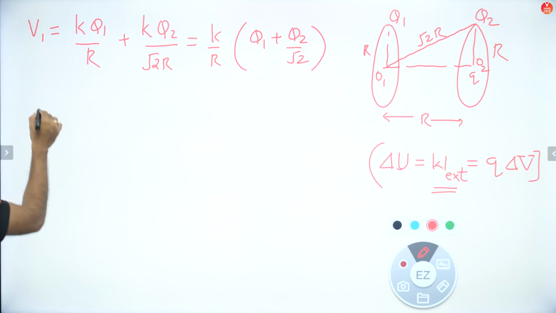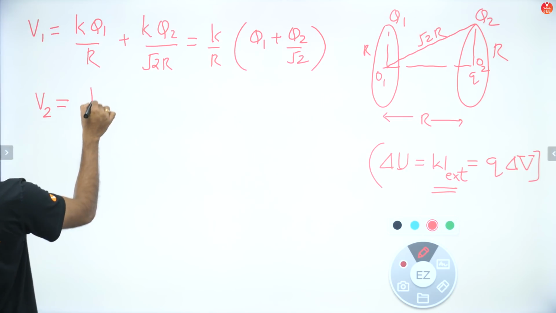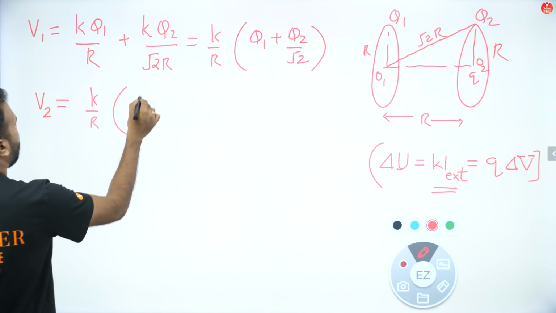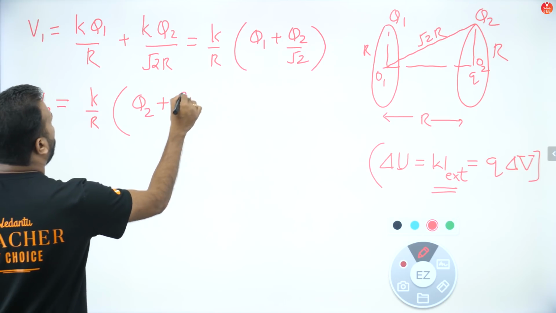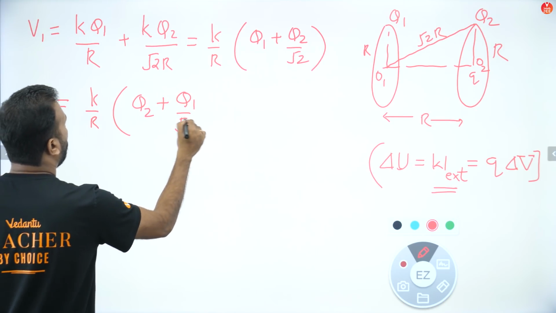Okay guys, and if we do the same to find the potential of the other ring, this time you will have K by r, but in the bracket you will have q2 plus q1 by root 2.